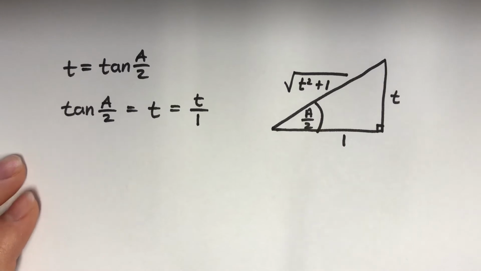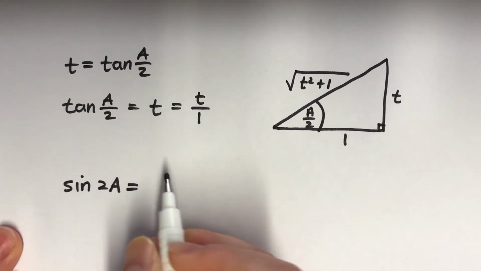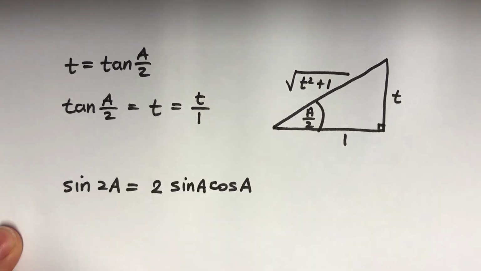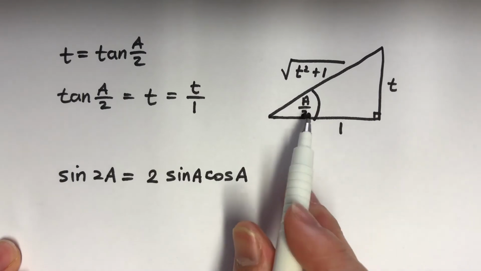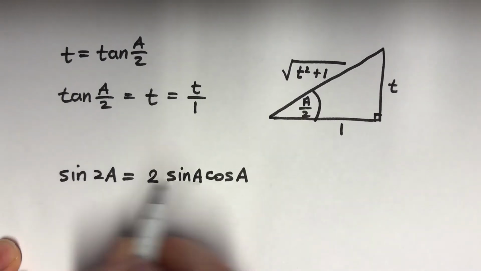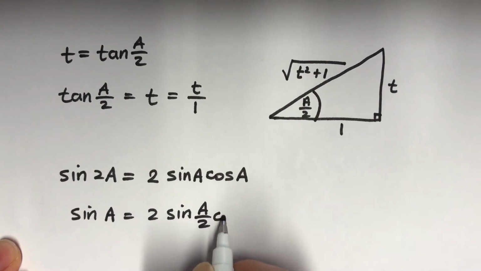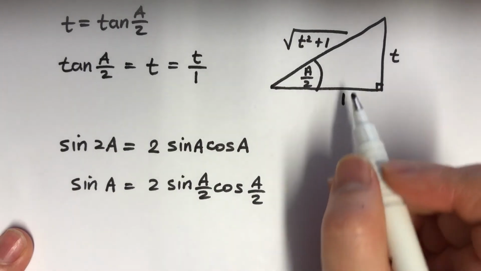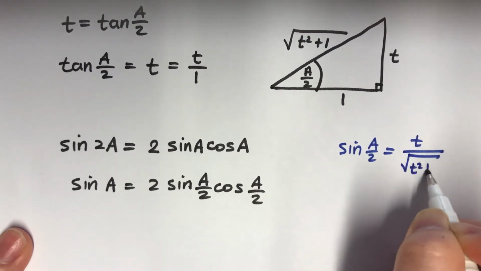Okay, so now what I'm going to do is sine 2a. Do you remember the formula? 2 sine a and cos a. All I'm going to do now is change into a over 2, because I'm going to use these right angle trig ratios here. So I'll divide by 2 on all the a's. So I'll get sine a equals 2 sine a over 2 cos a over 2. Excellent. So what's sine a over 2 here? Equals t over square root of t squared plus 1.